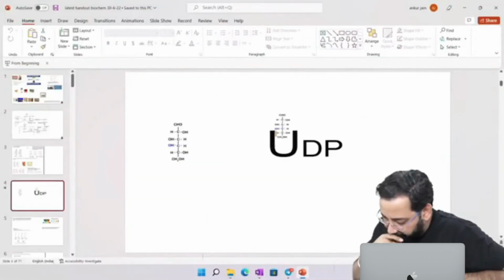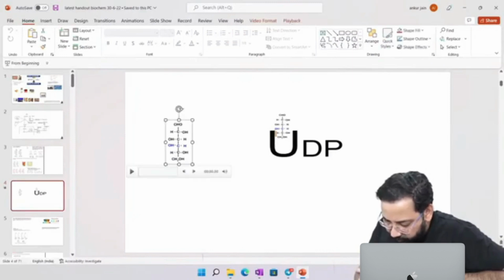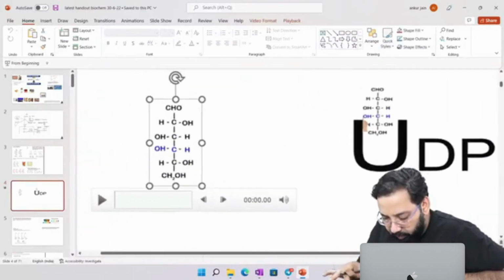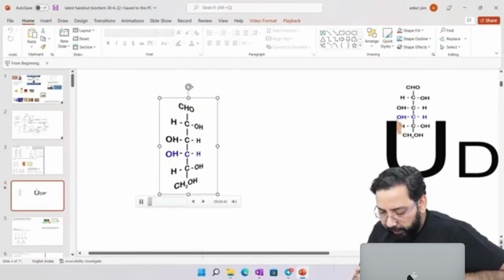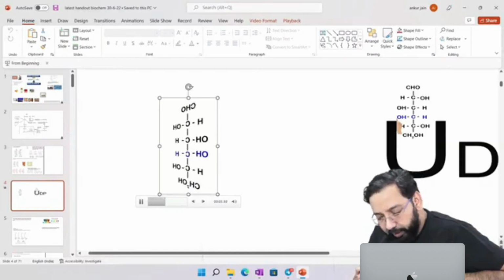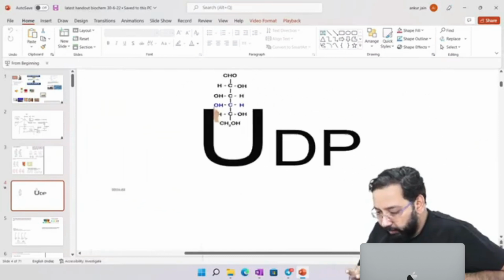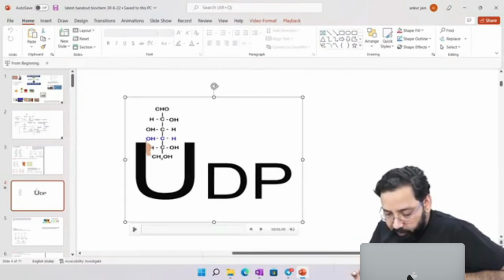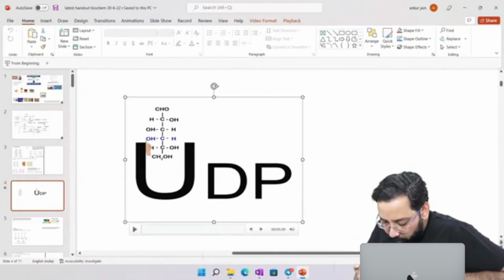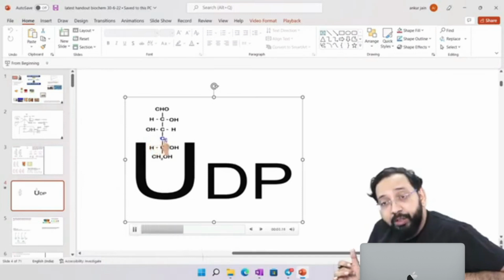Yes, let me show you. Suppose this is galactose. If you want to convert it into glucose and you try to rotate, the complete molecule will rotate. What I did, I fixed this galactose in UDP. Now I rotate this OH. This UDP galactose is converted to UDP glucose. Clear?